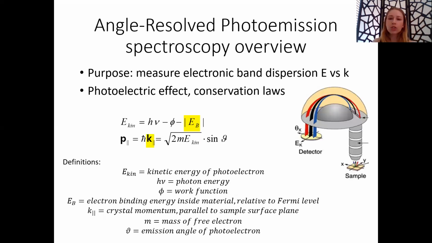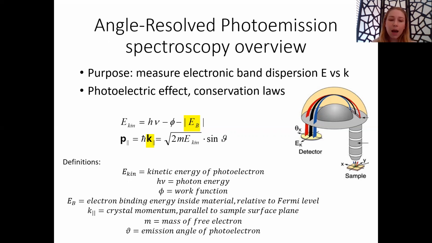Okay, so the overview of the technique is here. So the purpose is to measure electronic band dispersion, so energy versus K. And to do this, the technique uses the photoelectric effect plus conservation laws. The photoelectric effect is when you shine light on a sample, it emits electrons. It turns out that those electrons that get photoemitted are still carrying information about how they were moving back inside the crystalline solid. And that is what is measured by ARPES.